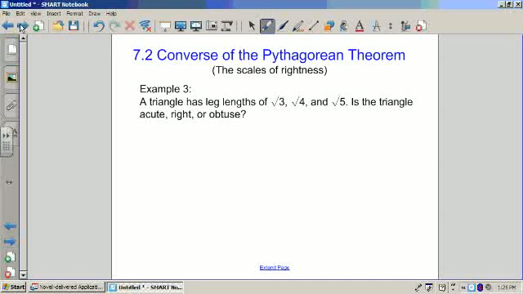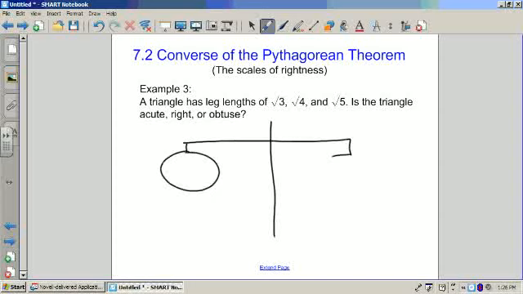Example 3. A triangle has leg lengths square root of 3, square root of 4, and square root of 5. Is the triangle acute, right, or obtuse? Don't fall for the fact that you know a 3, 4, 5 triangle is a right triangle. This isn't a 3, 4, 5 right triangle. This is a square root of 3, square root of 4, square root of 5 triangle. And we need to make sure we use the converse of the Pythagorean theorem correctly.